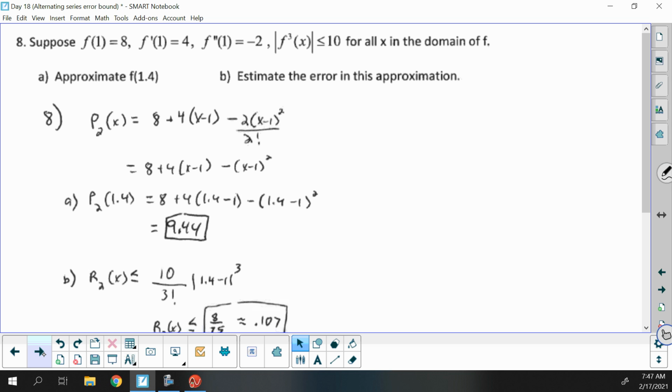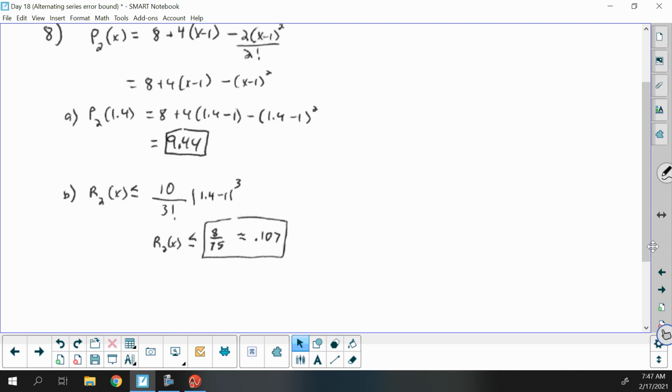Well, now for our error, our next derivative, the third derivative, they tell us what the max value of that could be. They tell us it's 10. So that guarantees that everyone's going to use the same m value. Then you just do your 1.4 minus 1 in the absolute value, raised to the next power over the next factorial, and this would guarantee that everyone gets the same thing. So being able to do something like that is how Lagrange error will show up on the AP exam.